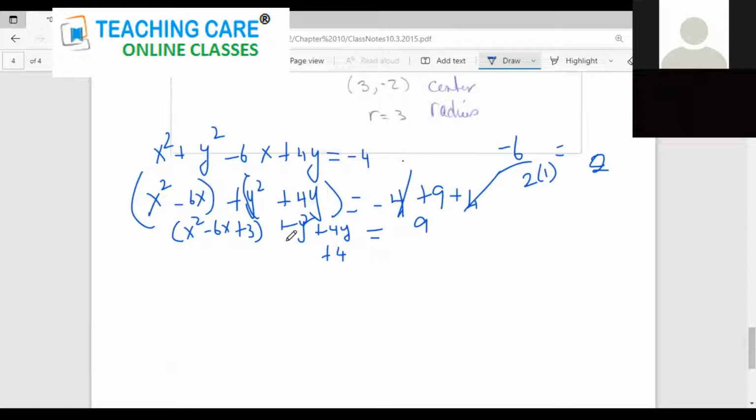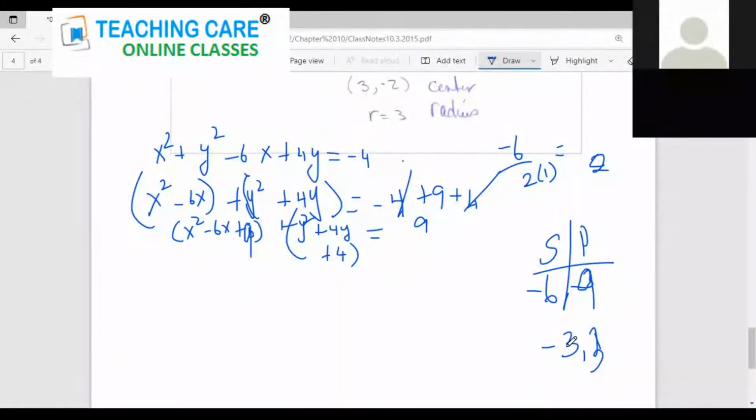Now I have to group these two terms. If you take the sum and product for this, it would be 3 and -6. No, it won't go. Something wrong I have done. This is 9, sorry, I made a mistake. I should have 9 and 3 to this. So if I'm going to have this 9, this would be nothing but 3 and 3. So -3 and -3.